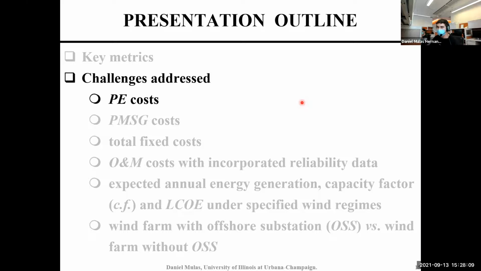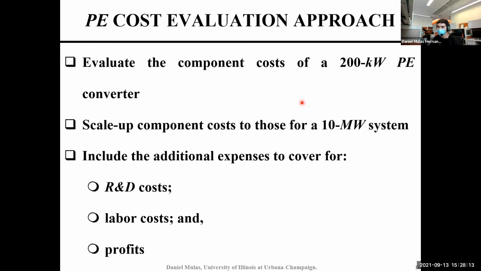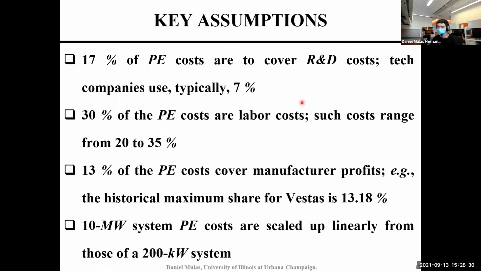The challenges addressed, we will move on with the power electronic cost first. As I said, we evaluate the component cost of a 200 kilowatt converter, and we scale those costs up to those of a 10 megawatt converter. We include additional expenses to cover research and development costs, labor costs, and profits.